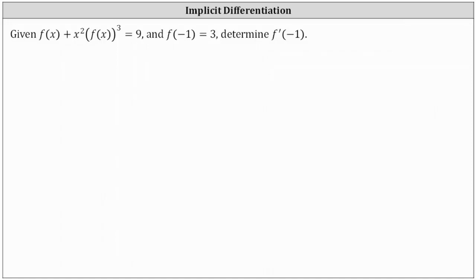We are given f of x plus x squared times the cube of f of x equals 9, and f of negative 1 equals 3. We're asked to determine f prime of negative 1. To find f prime of x, we will have to perform implicit differentiation, and therefore the first step is to differentiate both sides of the equation with respect to x.